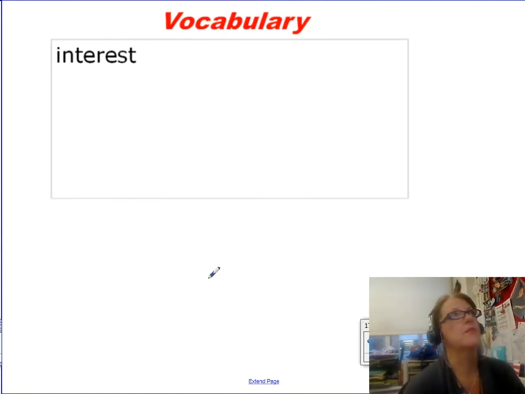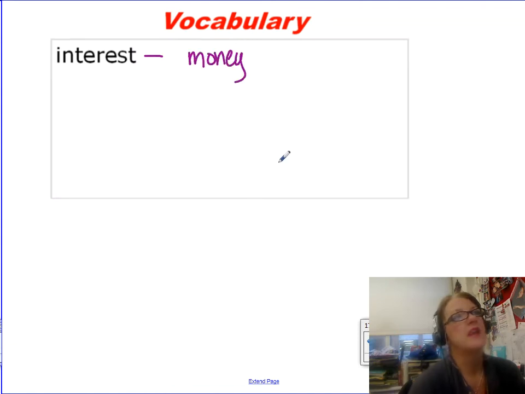All right, the last topic today is interest. Interest is also an amount of money. And now this works kind of two ways. It depends on which side you're on, so to speak. But it is money, and you either earn it.